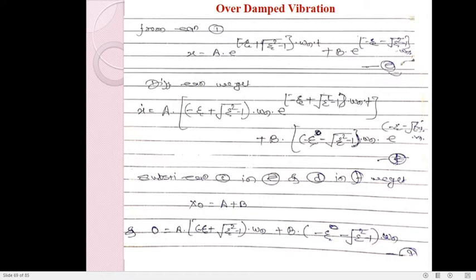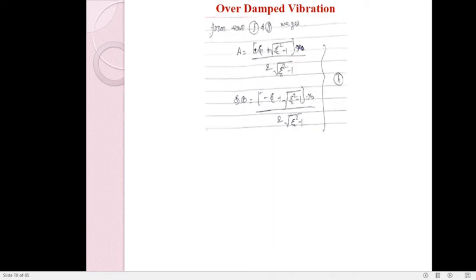So putting the values of t and x dot in this equation F, we could write the equation like this: 0 is equal to a into minus of xi plus square root of xi square minus 1 into omega n, plus b into minus xi minus square root of xi square minus 1 into omega n. Let us call this equation G.